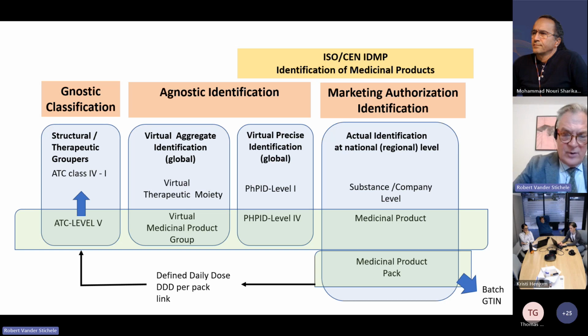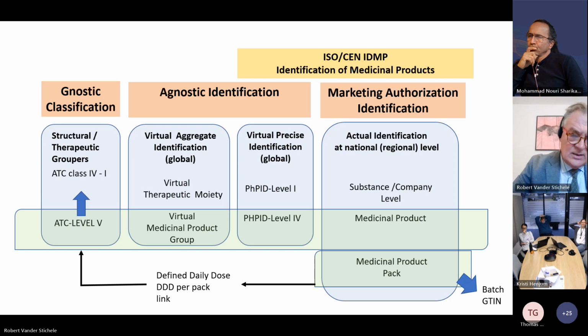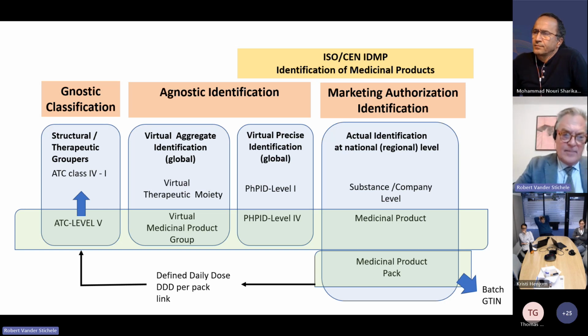In most countries, we have already a link between the medicinal product pack and the ATC level 5. For these packs there is a database in most of the countries that allows the researchers to do drug utilization research. They know what the ATC code is, they know the respective DDD, and they can calculate the defined daily dose per pack and link that to the ATC level. Just as Mohammed showed the example of paracetamol, where a pack of paracetamol contains 3 DDDs per pack.